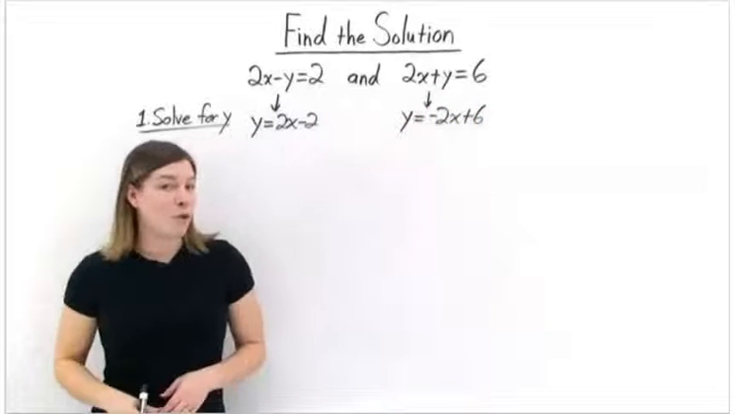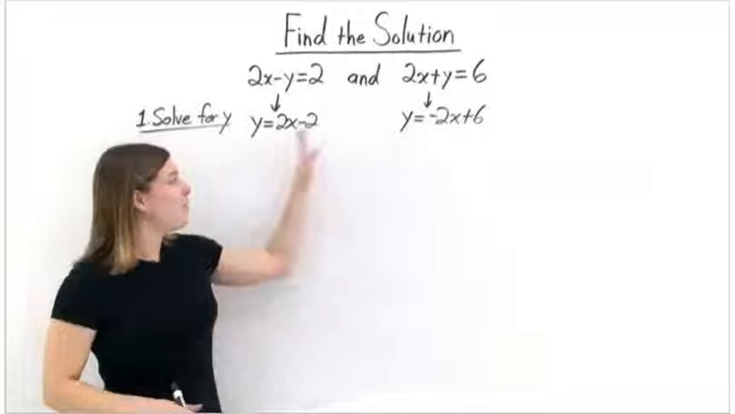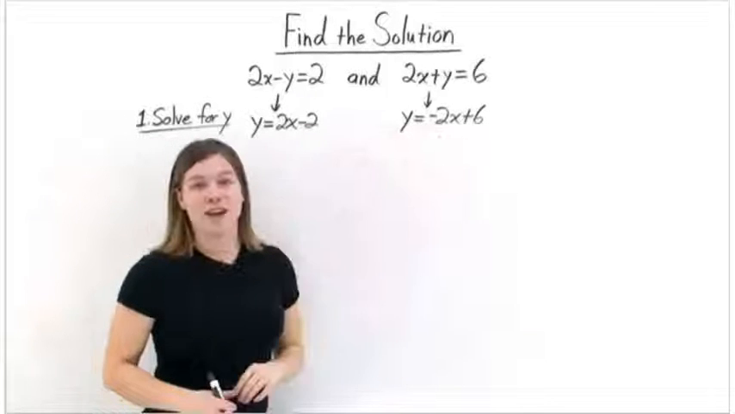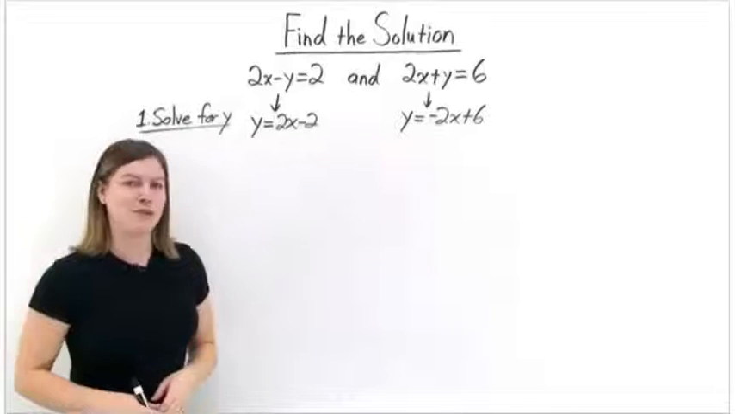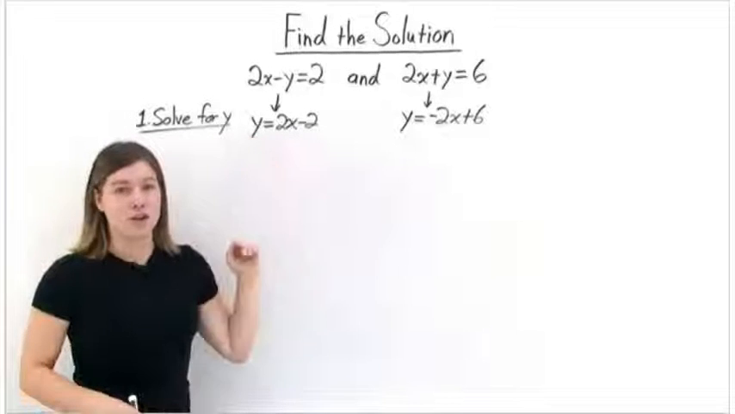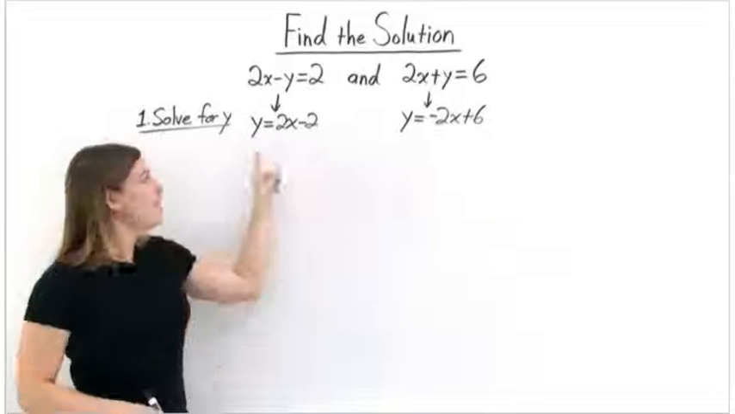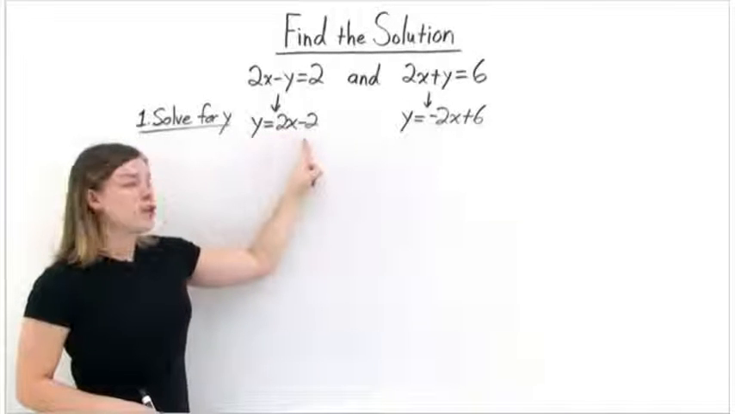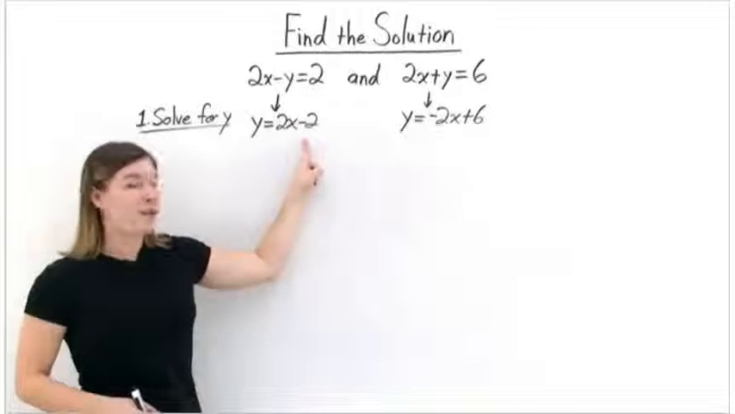Now we've solved both of our equations for y. We solve them for y and put them in terms of x. Now let's look at them more closely. Our first equation is y equals 2x minus 2. So that means anytime we see a y, we can write 2x minus 2 instead, because they're equal to each other.